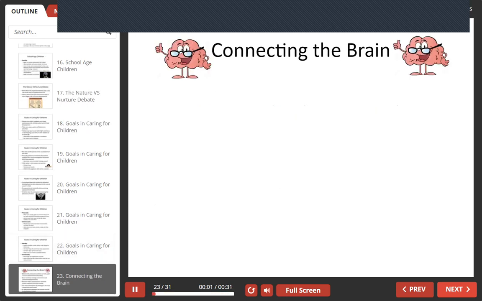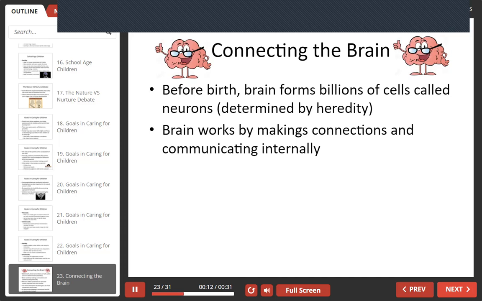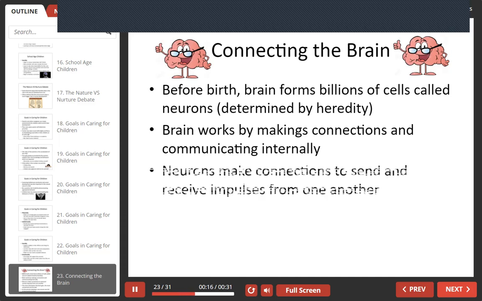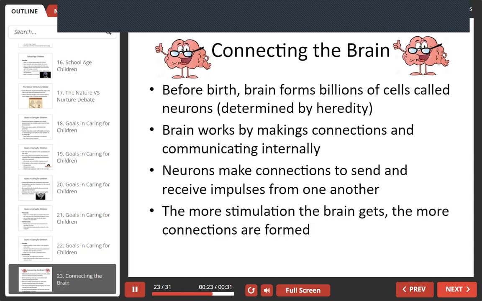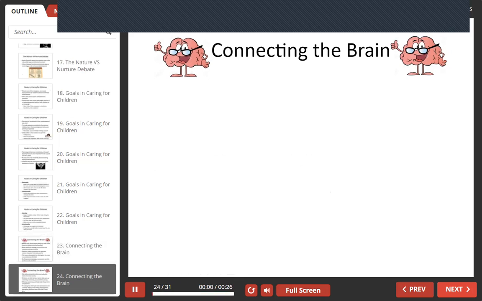Now we're going to talk about connecting the brain to child development. Before birth, the brain forms millions of cells called neurons, which are determined by heredity. And then the brain works by making connections and communicating internally. Neurons make connections to send and receive impulses from one another. The more stimulation the brain gets, the more connections are formed. And as the process develops, one neuron can link to thousands of others.